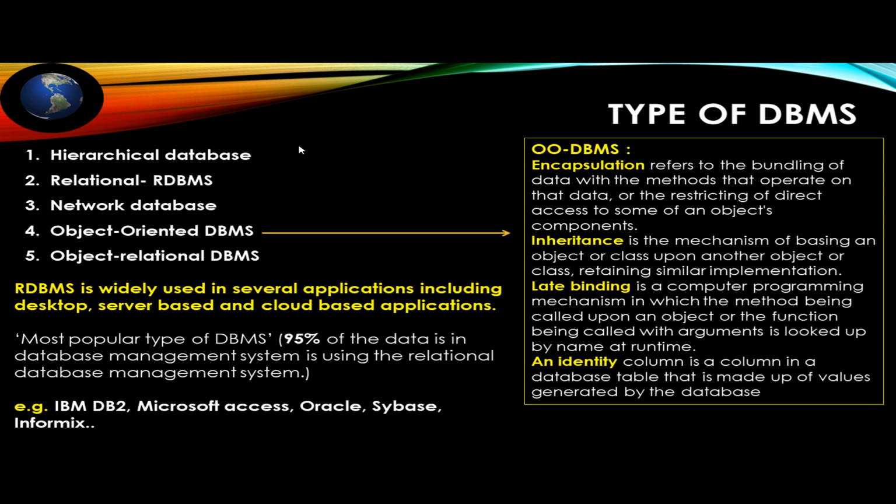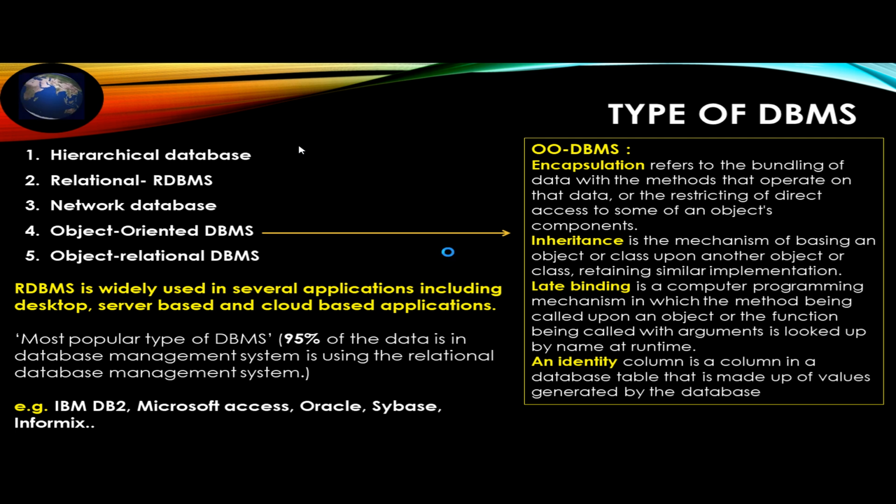Late binding is a computer programming mechanism in which the method being called upon an object, or a function being called with an argument, is looked up by name at runtime. Like we are allocating a name, or giving a name, to a function of the object for a given specific time. And this is called late binding.